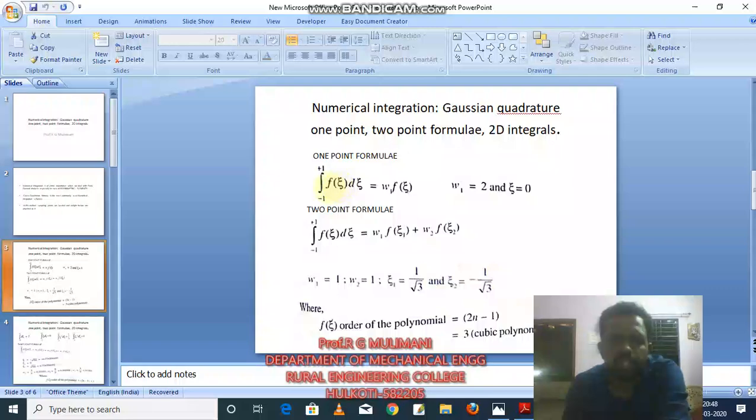For the 1 point formula, f of zeta is the function. Here we are using the weighting functions. For the 1 point formula we are going to use only one weighting function. That value will be 2. W1 is equal to 2 and zeta value will be 0. Similarly, when using the 2 point formula, you are using two weighting functions, w1 and w2. W1 value is 1, w2 value is 1, and you are going to use zeta 1 and zeta 2 values 1 by root 3 and minus 1 by square root of 3.